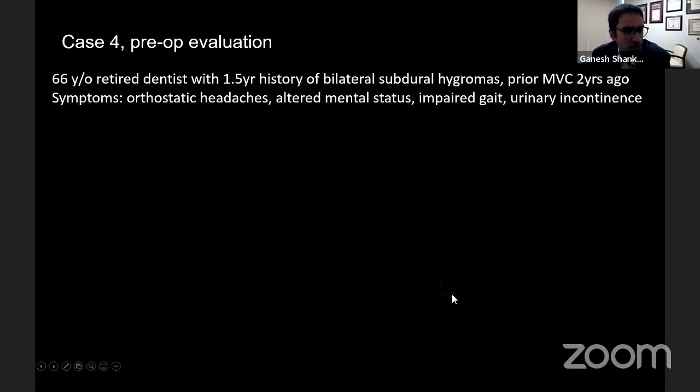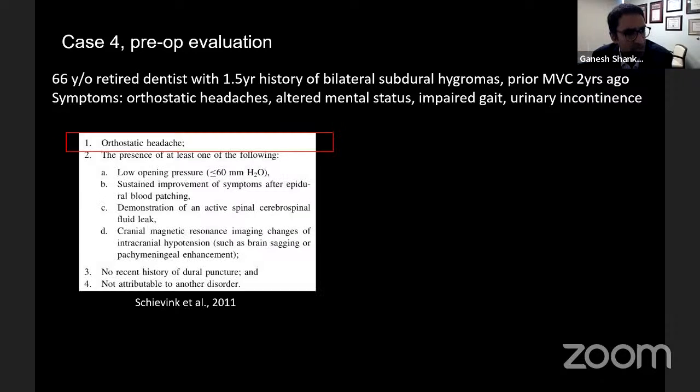And so his symptoms were orthostatic headaches, altered mental status. This is a previously very high-functioning gentleman who really presented with almost a constellation of findings that were similar to normal pressure hydrocephalus, with cognitive decline, impaired gait, and urinary incontinence. And that's probably a separate discussion offline in terms of why there may be similar overlap here.